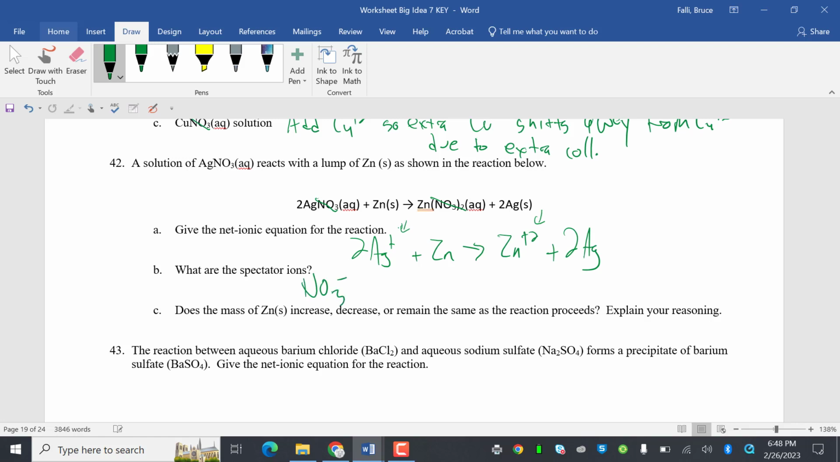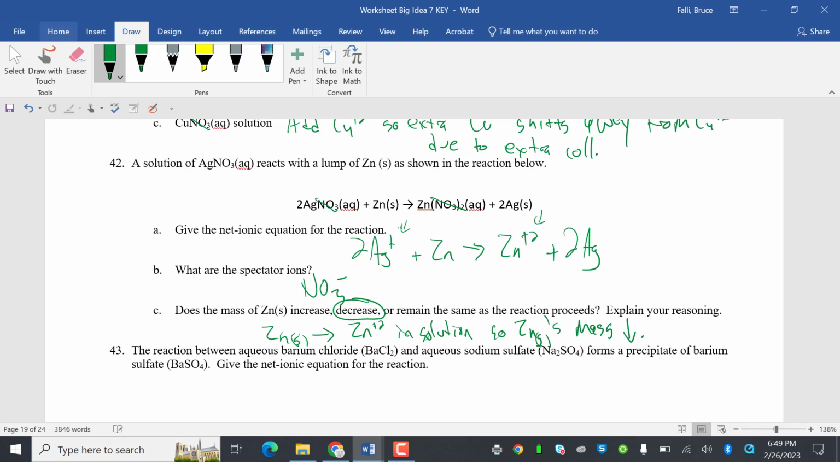My old friend nitrate. Does the mass of zinc increase, decrease, or remain the same as the reaction proceeds? Zinc decreases. Explain your reasoning. Zinc solid turns into zinc plus 2 in solution. So zinc solid's mass goes down.